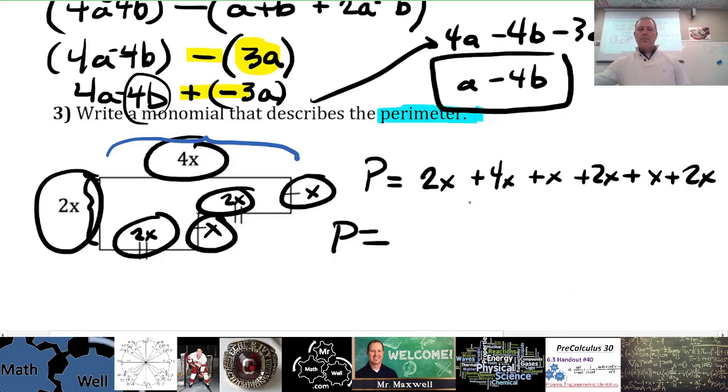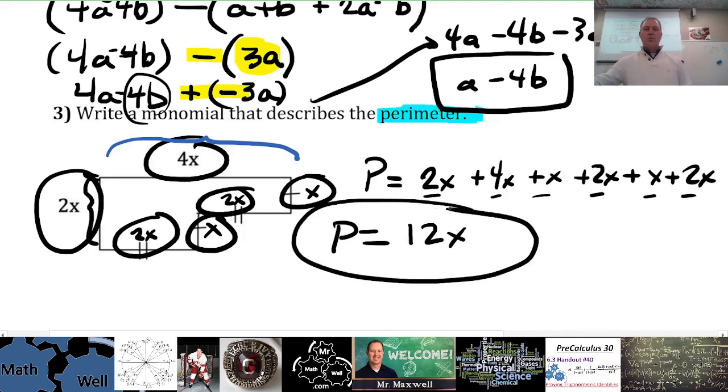So the perimeter, how many x's in total do I have here? 2 plus 4 is 6, 7, 8, 9, 10, 11, 12. So did you say 12x? Are we good with that? Does that look right? Okay, I like it too. So the perimeter is 12x units. There's your monomial for the perimeter.